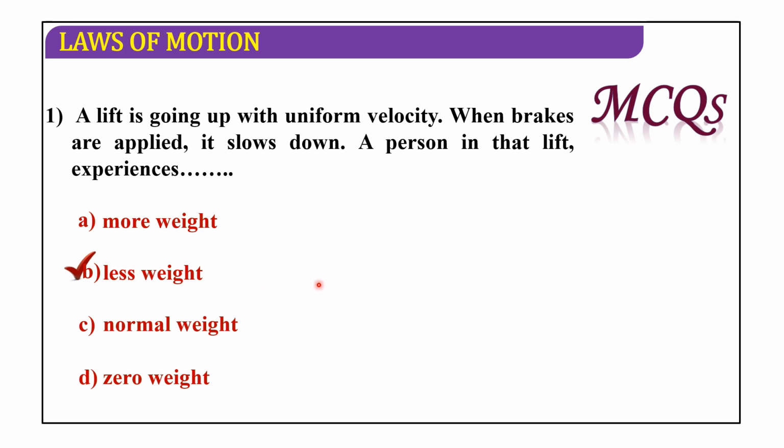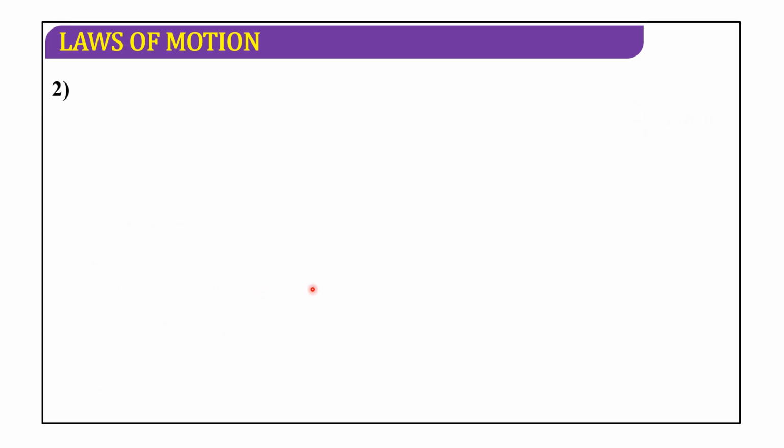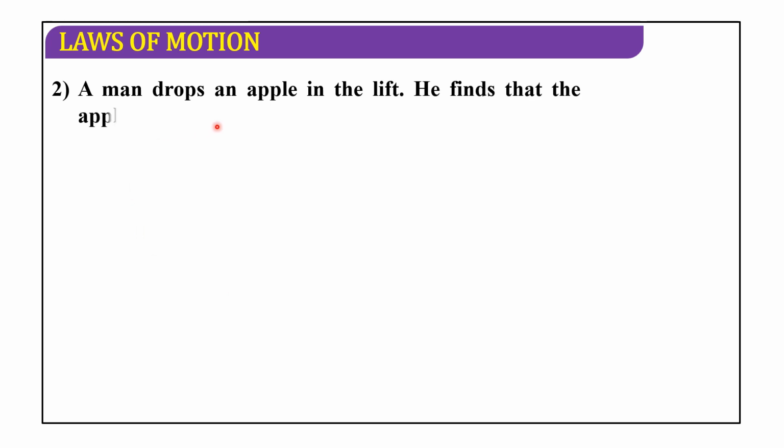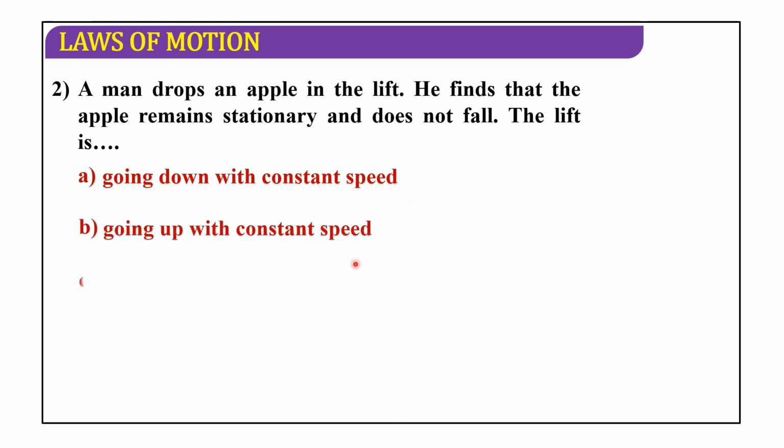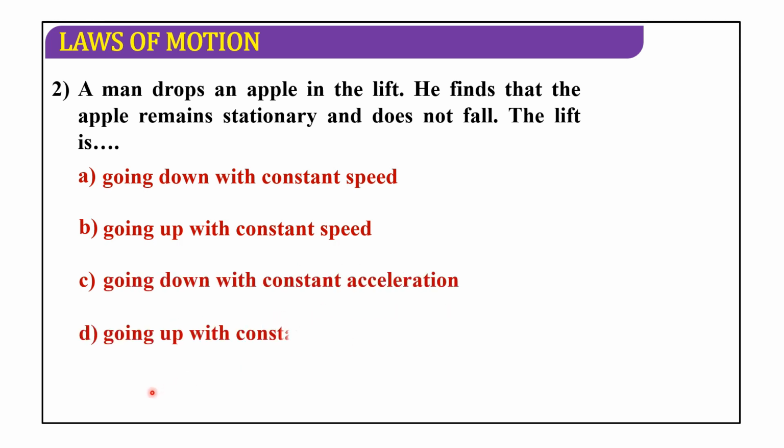Second option is correct. Second question. A man drops an apple in the lift. He finds that the apple remains stationary and does not fall. The lift is going down with constant speed, going up with constant speed, going down with constant acceleration, or going up with constant acceleration. So in this situation, the lift is going down with constant acceleration. Third option is correct. Next.